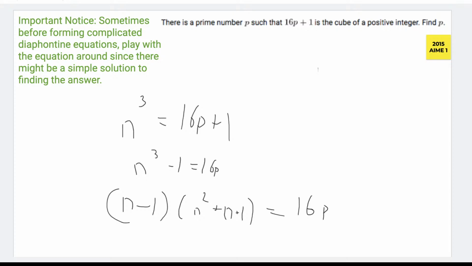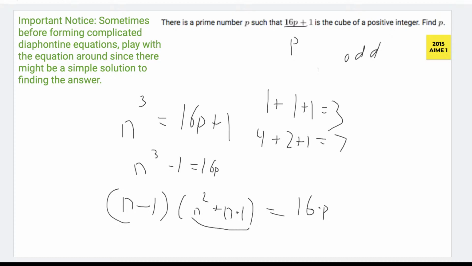Now comes the part where we have to think a bit. So there's 16 times a prime number p. The p has to be odd, because the only even prime number is 2, and if you see 16 times 2, it's not going to work. 32 is not a prime number, so p has to be odd. And in that case, we will look at this term here. Pretend n is 1. Then n squared is 1, and 1 plus 1 plus 1 equals 3. Now let's pretend it's an even number. 2 squared, which is 4, plus 2 plus 1 equals 7. This means that n squared plus n plus 1 is always an odd number. And if you recognize this part, you will be able to solve the problem.